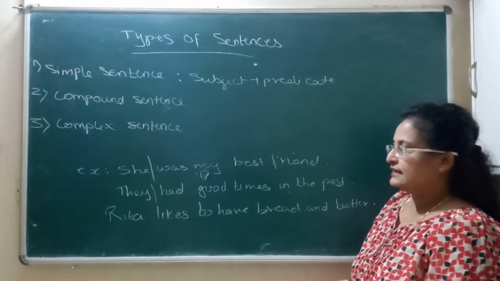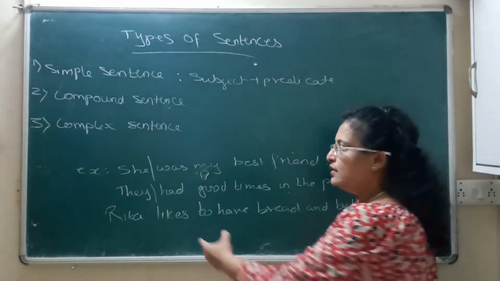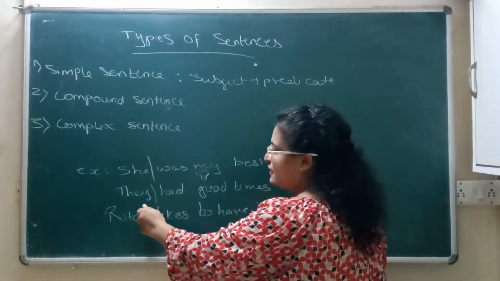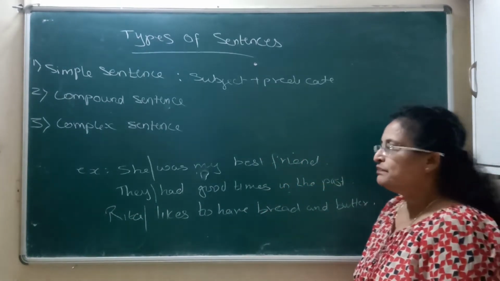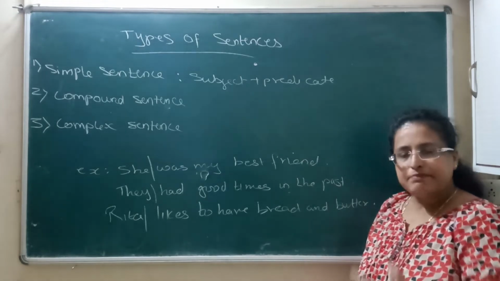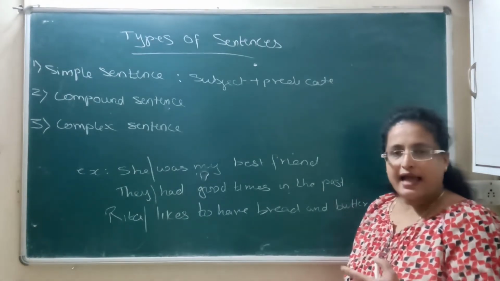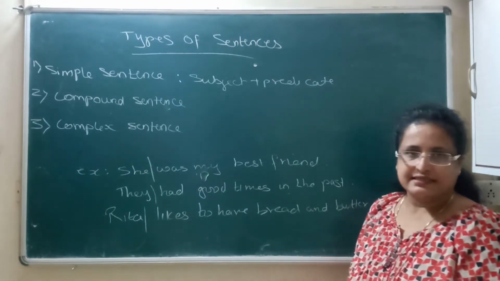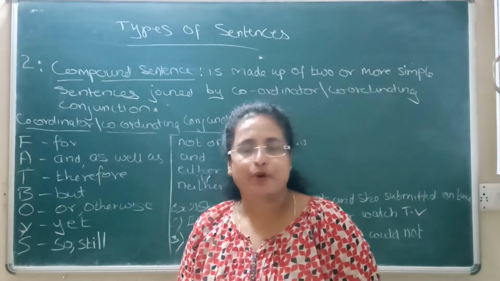In the third sentence, "Rita likes to have bread and butter", what is the finite verb here? "Likes". So what comes before "likes" is the subject. So Rita is the subject, and "likes to have bread and butter" is the predicate. So a simple sentence contains one and only one finite verb and is made up of subject and predicate. That's it. Alright, we'll go to the next sentence type, that is the compound sentence.